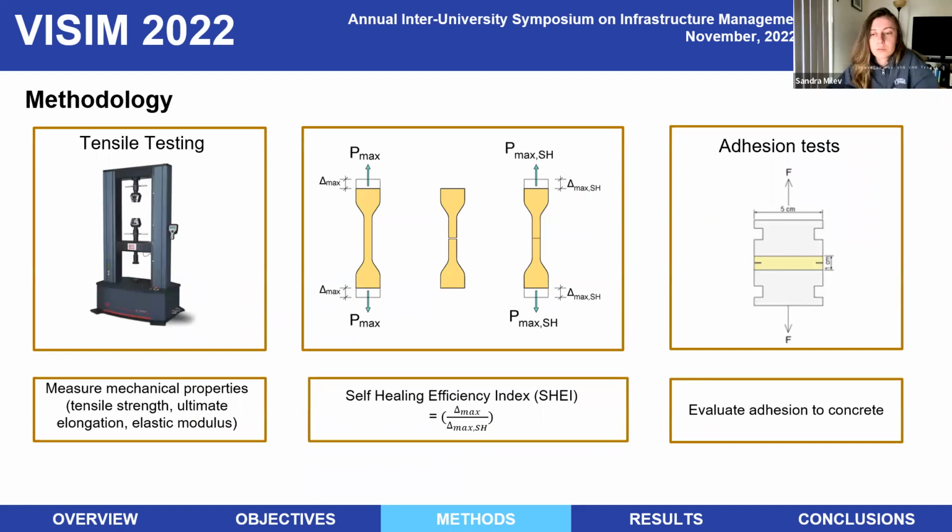To determine the mechanical properties, we used the tensile test and measured the strength, ultimate elongation, and elastic modulus, and then self-healing efficiency was measured as a percentage of restored elongation. And in the end, adhesion tests to concrete.